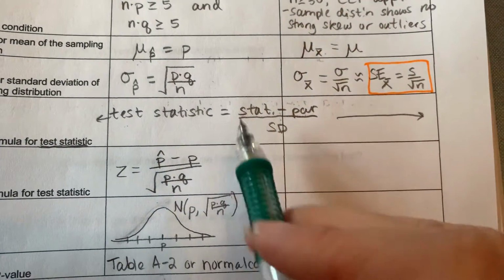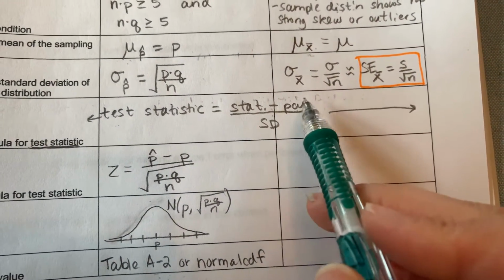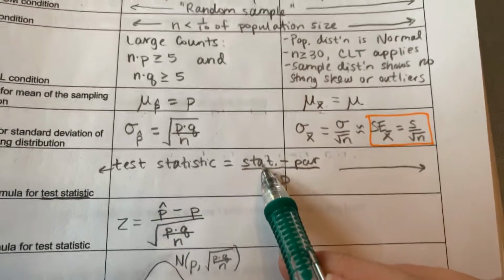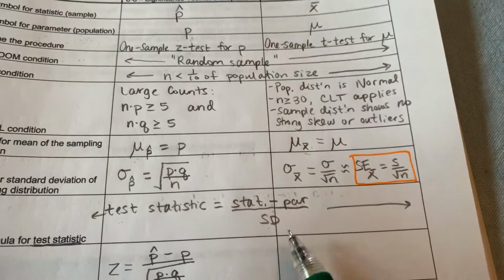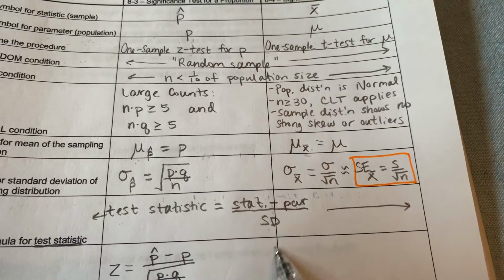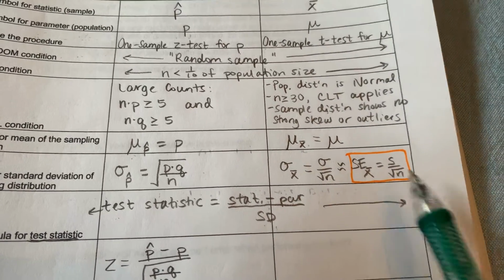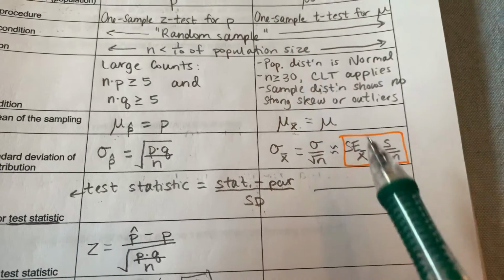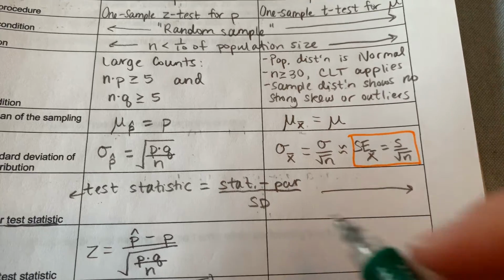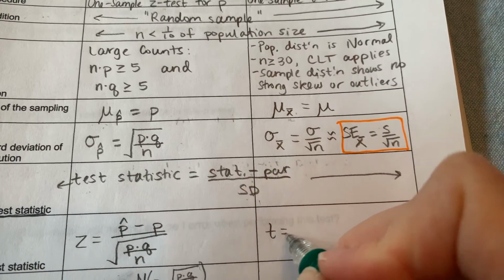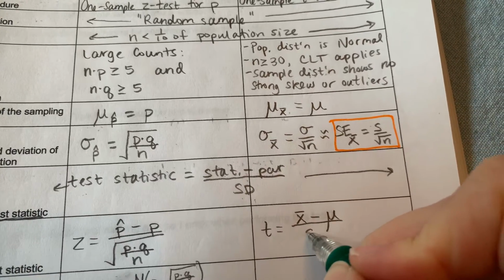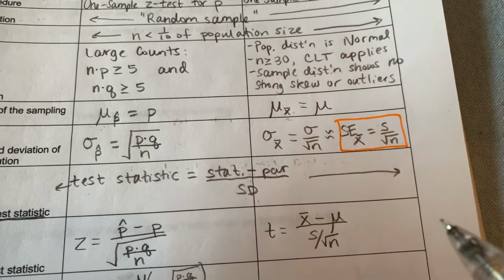Okay, so our test statistic is the same. It's test statistic equals statistic minus the parameter, but we have a different statistic, parameter, and standard deviation. So the statistic is our x bar, the parameter is mu, and the standard deviation is s divided by the square root of n. So let's fill that in. And again, it's a t-test. We have to estimate the standard deviation, so we have t equals x bar minus mu divided by s divided by the square root of n.